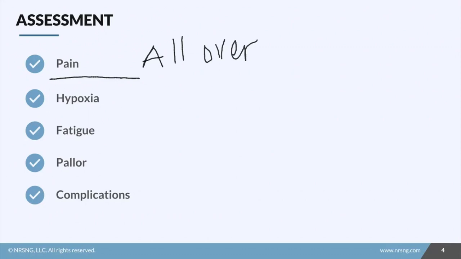The other symptoms that we're going to be expecting are symptoms that we would expect with any kind of anemia. So things like hypoxia, fatigue, and pallor. And last but not least, keep those complications that we mentioned earlier in mind when you're assessing. So be on the lookout for those things like fever, chest pain, difficulty breathing, and also signs of hypovolemia and shock.